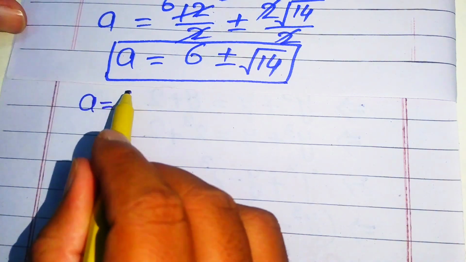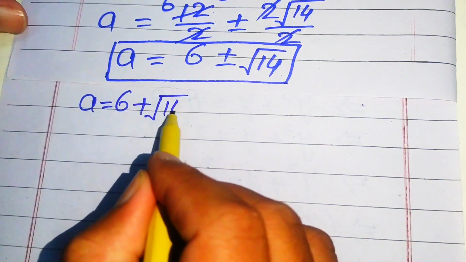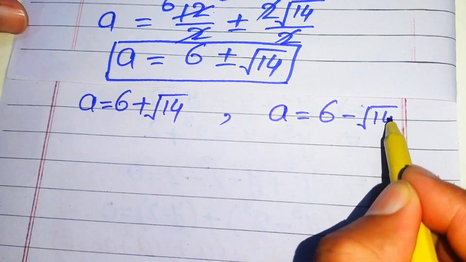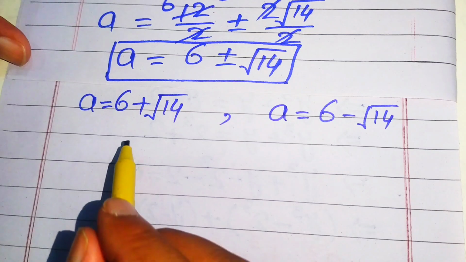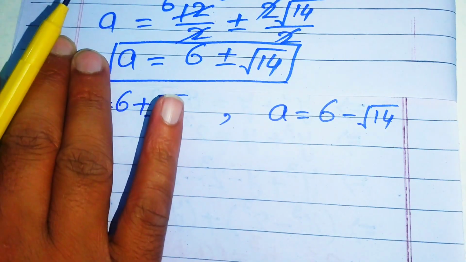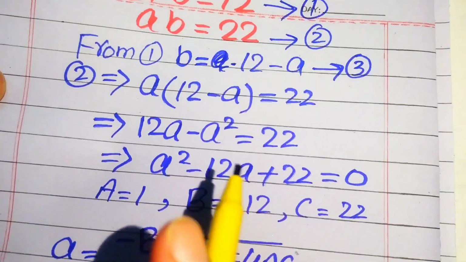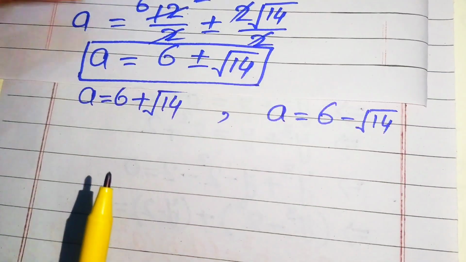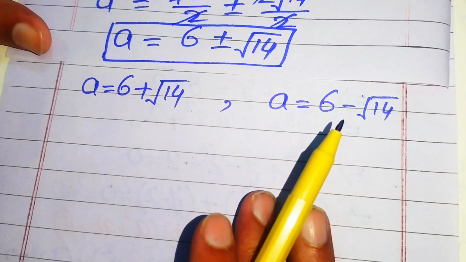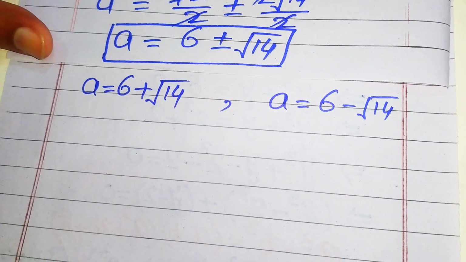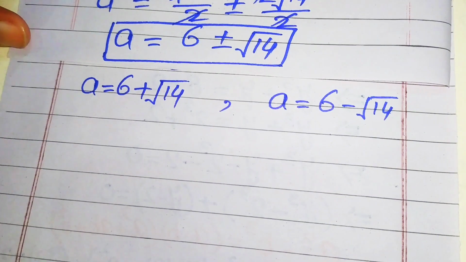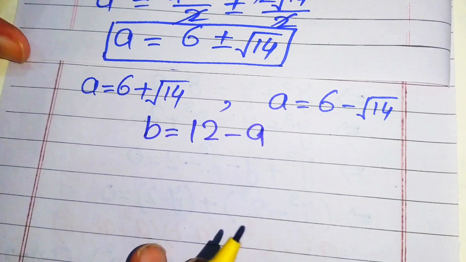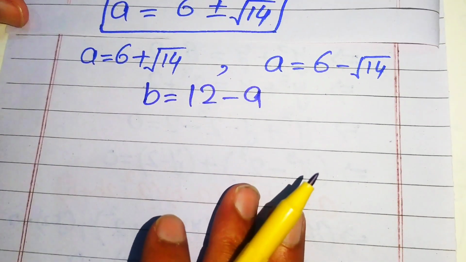So here we write the positive value, it is 6 plus square root of 14, and here we write the negative value, it is 6 minus square root of 14. And here we substitute these two values in our equation number 3, and our equation number 3 is b equals 12 minus a, so that we substitute these values of a in equation number 3.